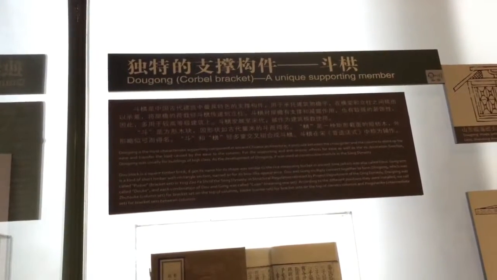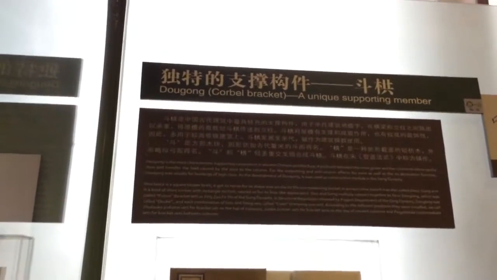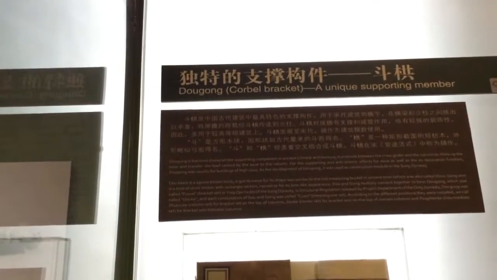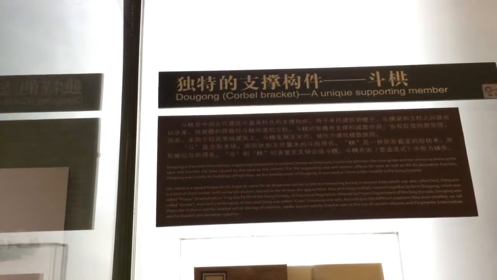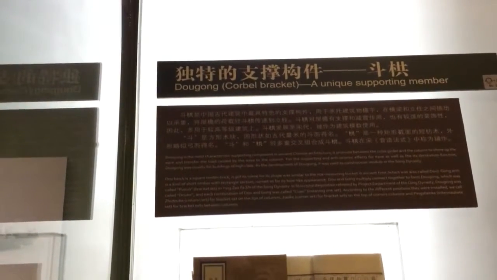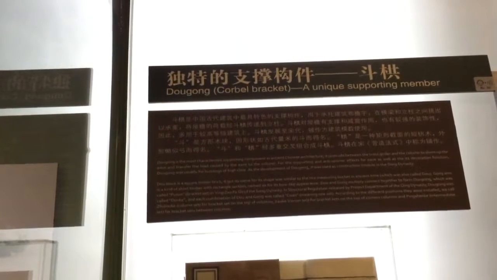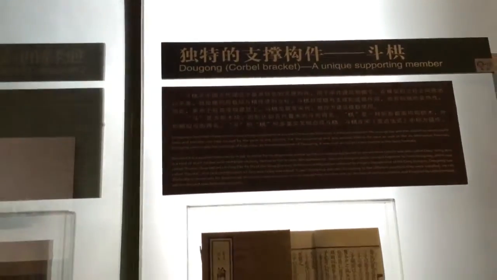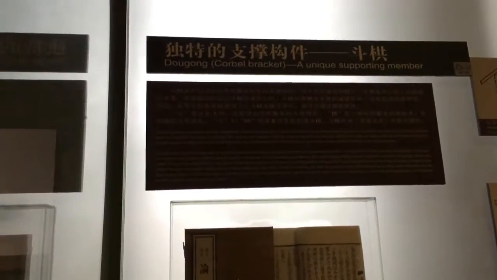Dougong was usually for buildings of high class. With the development of dougong, it was used as a construction model in the Song. Dou block is a square timber brick. It got its name from the shape, which is similar to a rice measuring bucket in ancient times, which was called a dou. Gong arm is a kind of short timber with rectangular sections.